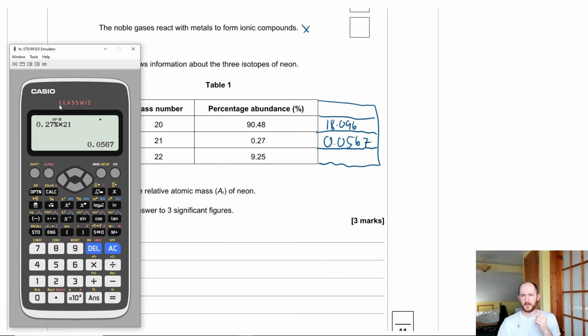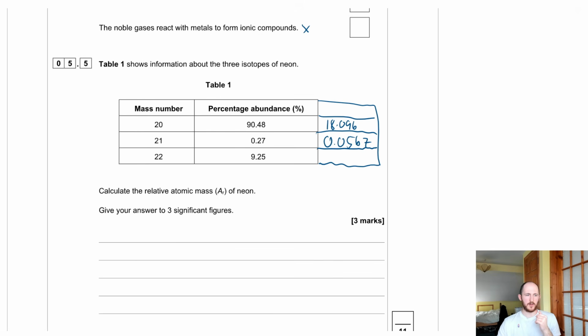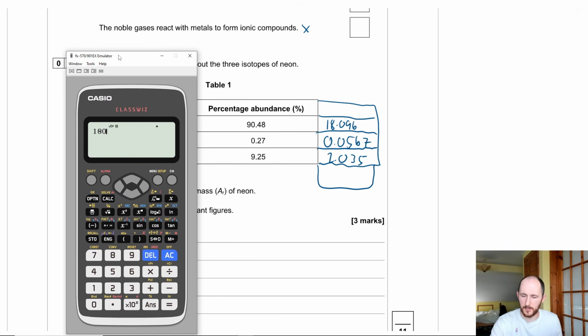and then do the very last one, 9.25 times 22, and add them all up, and that is your answer, 2.035. And once you've added them all up, so let's quickly do that. 18.096, add 0.0567, add 2.035, add. That is our relative abundance.